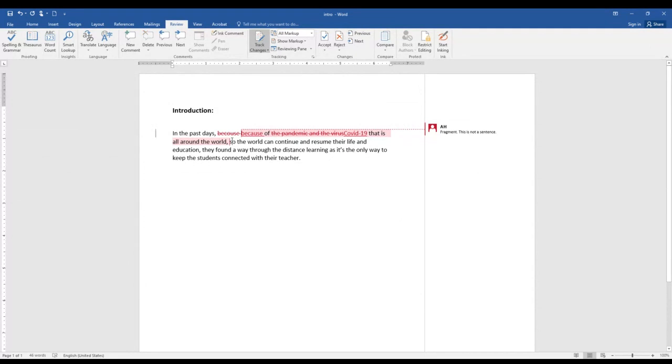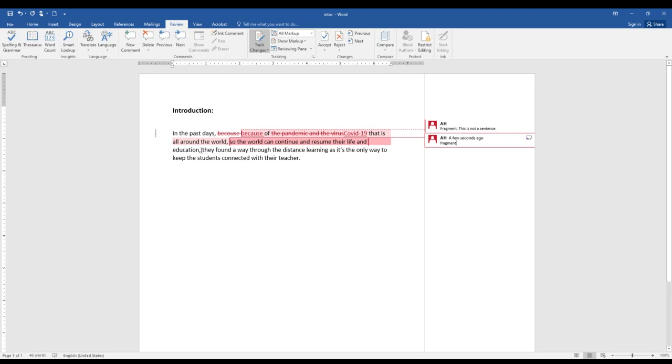Again, so the world can continue and resume their life. Again, this is a fragment. This is another fragment. This is not a sentence. What do you mean by a fragment? A fragment is not a sentence. It doesn't have a full meaning. When I'm saying this is a fragment, that means this is not a sentence and it doesn't have a full meaning.